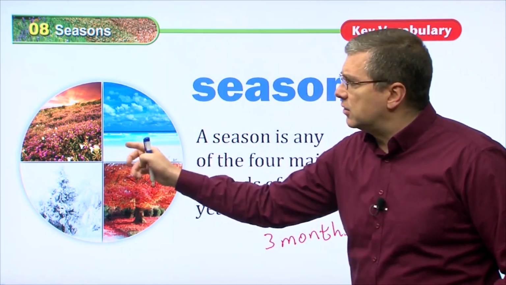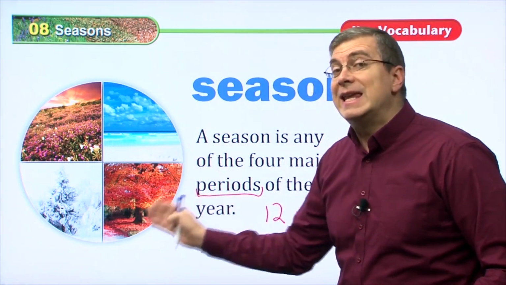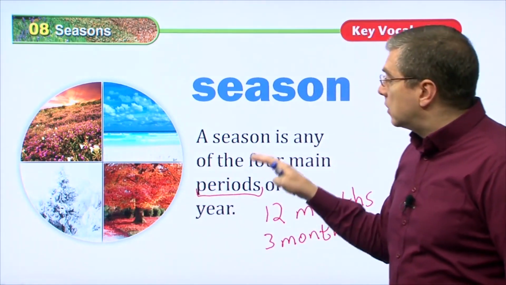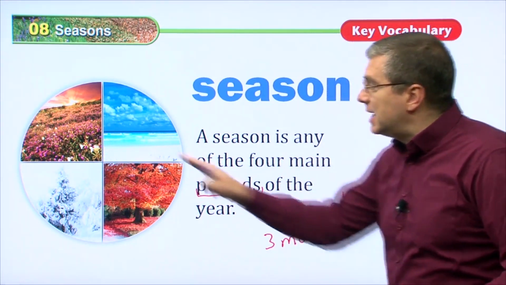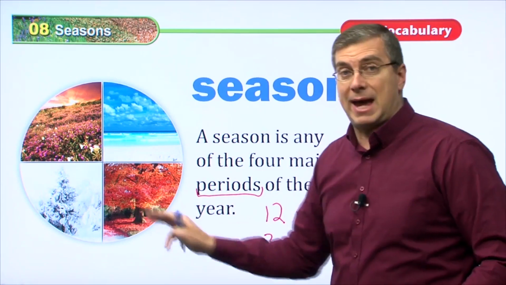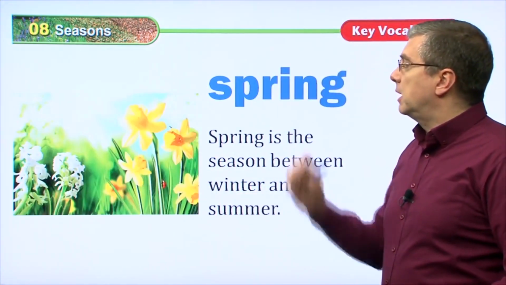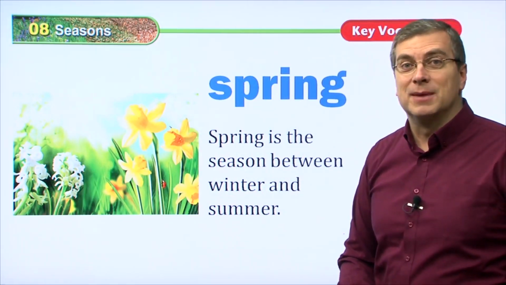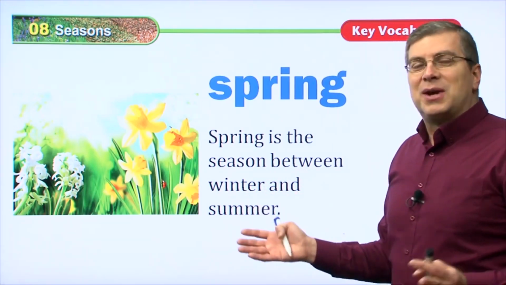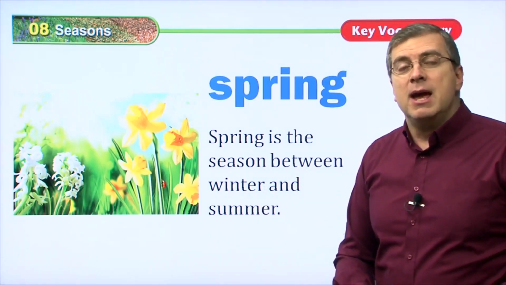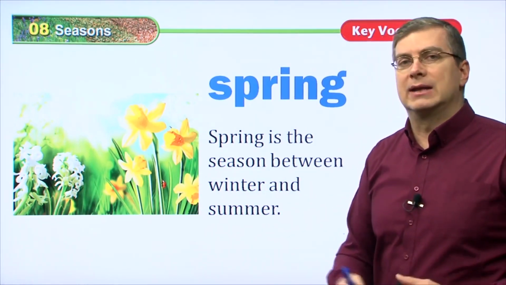How do these periods change? If you look at it, you can see there are different weather conditions in each of these 4 main periods. So we're breaking up the year, 12 months, into 3 months each that have different weather patterns. What are they? Well, let's talk about those different periods. The first period we can talk about is spring. Spring is the season between winter and summer. Sure, that's one way to define spring, but how is spring different? What is the weather like in spring?